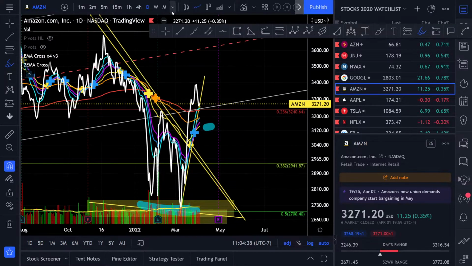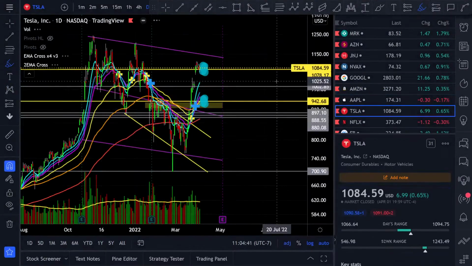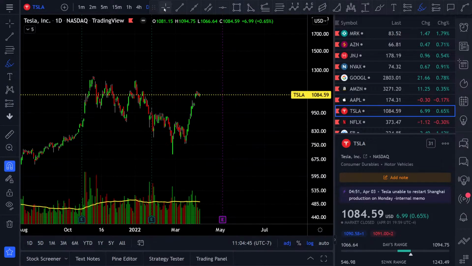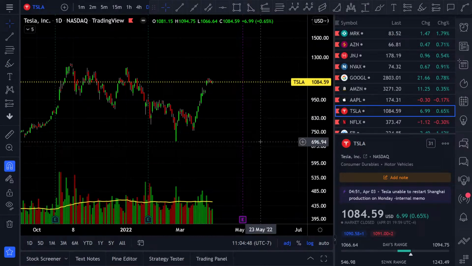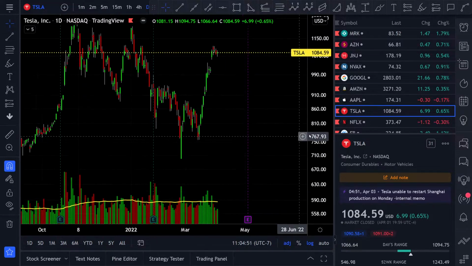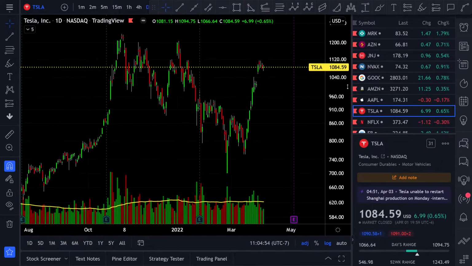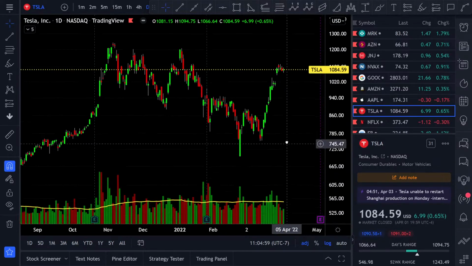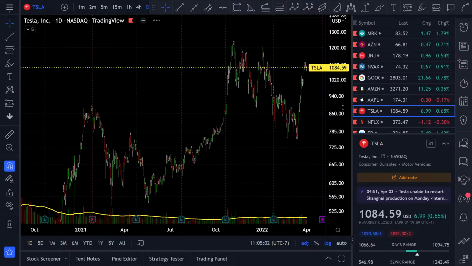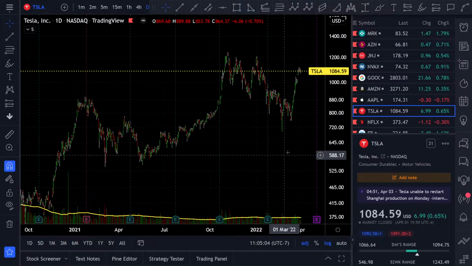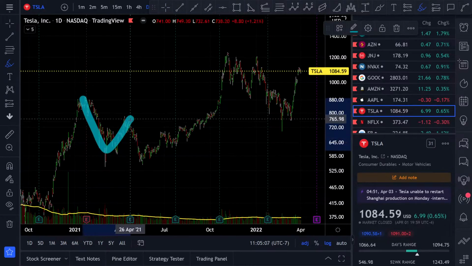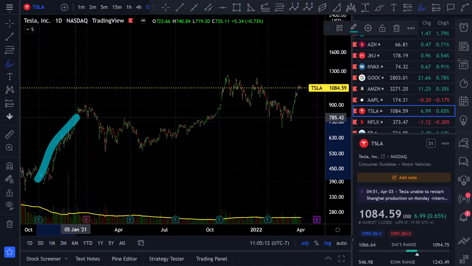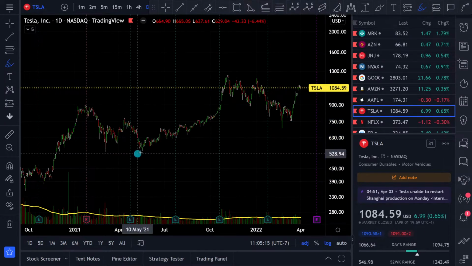Next one, Tesla. Tesla's a slightly different chart than usual. When we're talking about short squeezes, trend changes, and trading, Tesla is a nice asset for that. If we just look at the past year or so, it's been a wild ride for Tesla, right? You had this downtrend into the reversal. Trend is extremely important. We went from uptrend to downtrend to an uptrend.